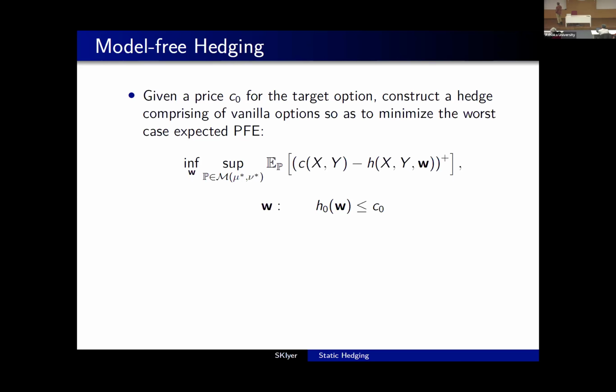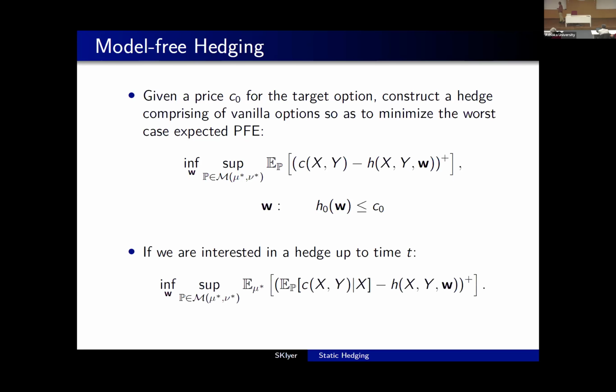Of course, one could argue that one can interchange this inf and the supremum. And these weights are chosen so that the cost of setting up your hedge is at most the price of the target option. Okay. So this is a martingale optimal transport problem inside, and then you are minimizing over all these weights. Okay.